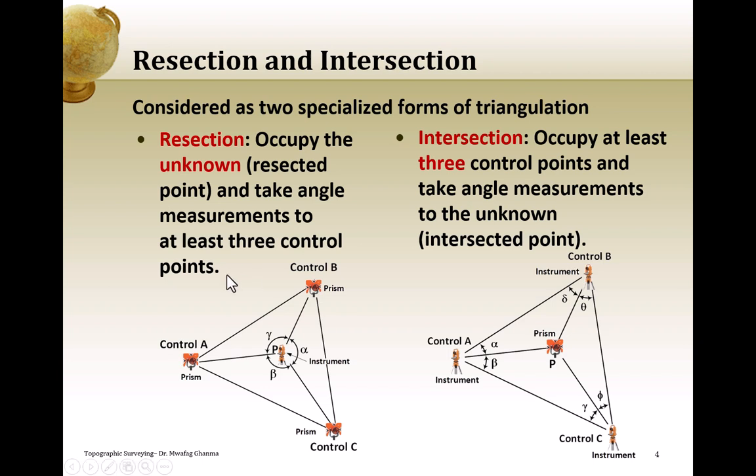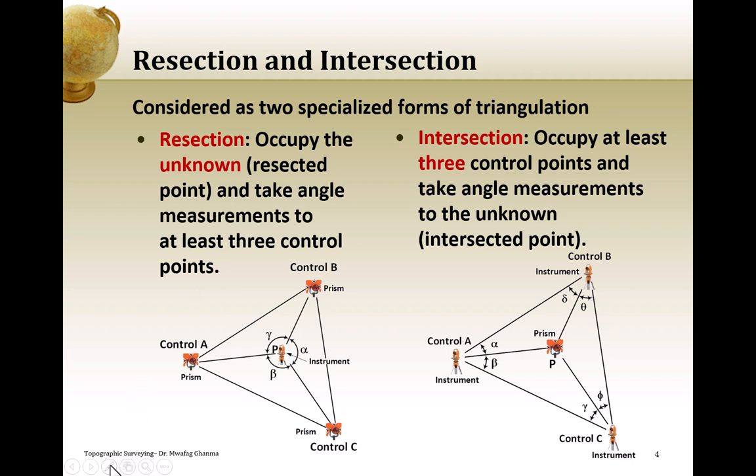So what is resection? What is intersection? They are two specialized forms of triangulation with a limited number of control points, and usually there are three control points. So in the resection we will occupy the unknown station, and then we'll do the measurements to the other control points, which are at least three control points.